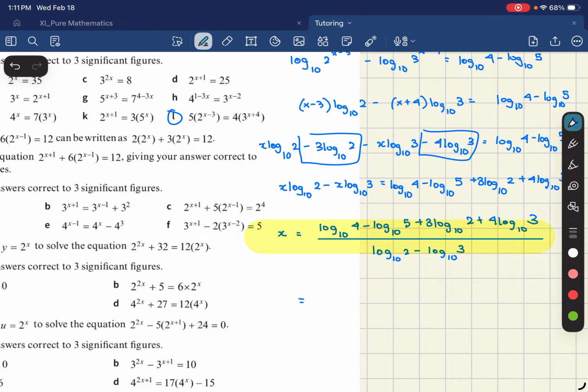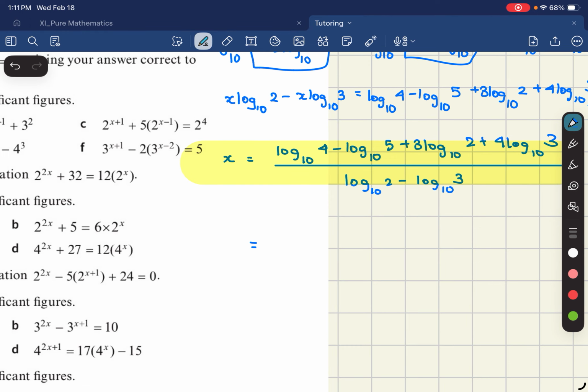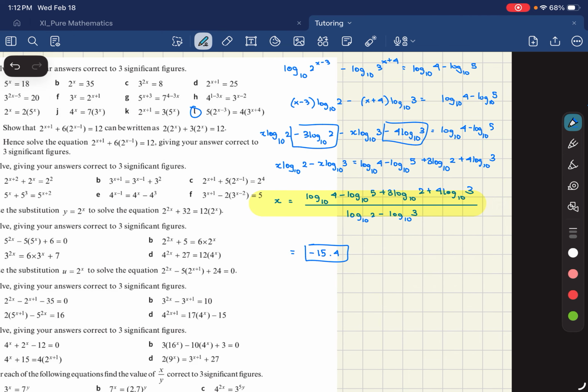So log 4 minus log 5 plus 3 log 2 plus 4 log 3. That is your numerator, and you want to divide by log 2 minus log 3. And that gives you minus 15.4. That is your x to 3 significant figures.